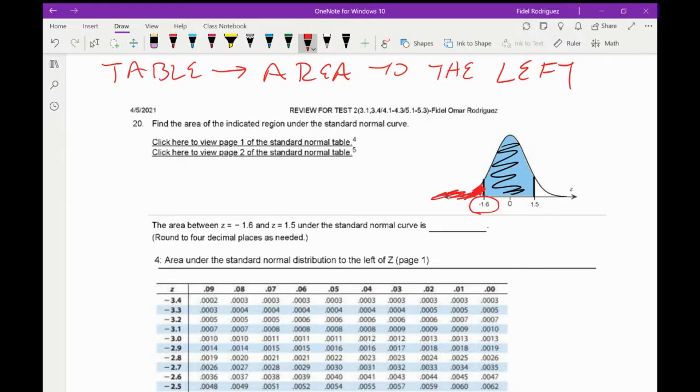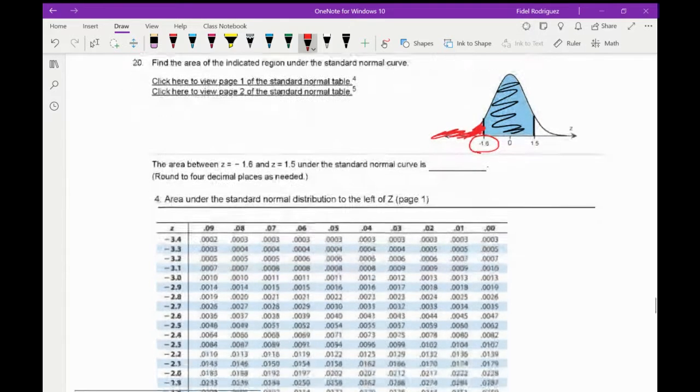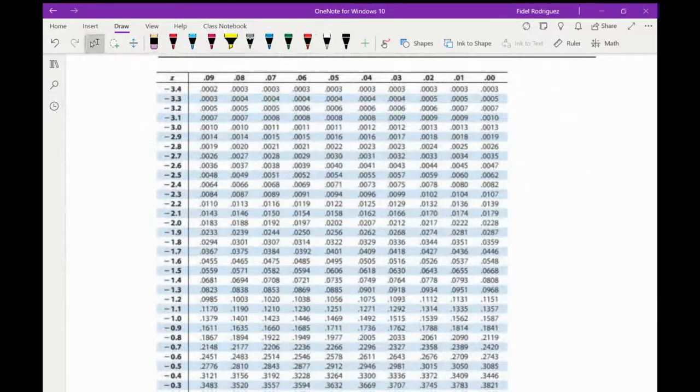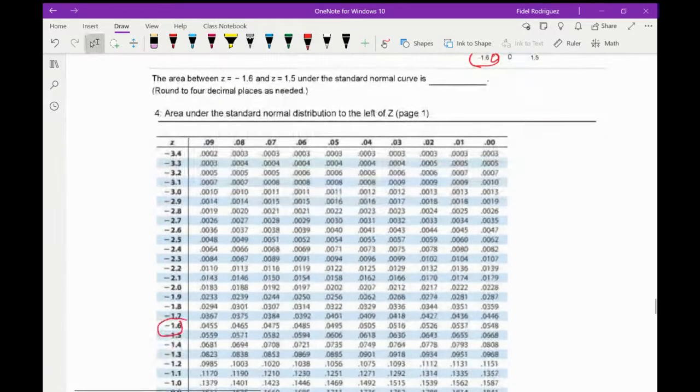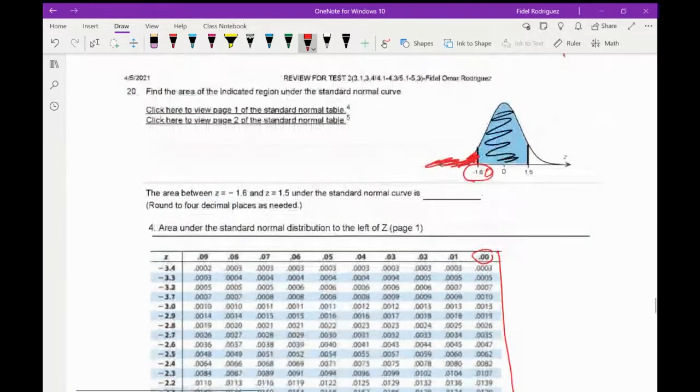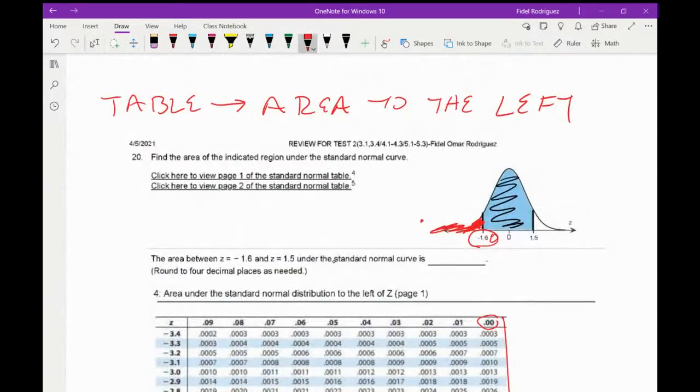So since it's a negative 1.6, I'm going to scroll down. Okay, here's negative 1.6, but you can see there's a bunch of numbers there, right? So guys, if there's no number at the end of this, it's really 1.60. So for 1.60, find where these two meet up. There we go. And so that would give me 0.0548. So that would tell me that the area in the red is 0.0548.